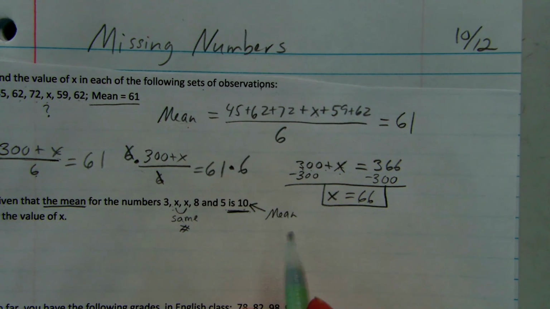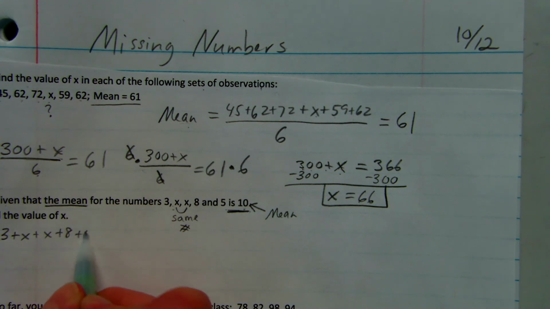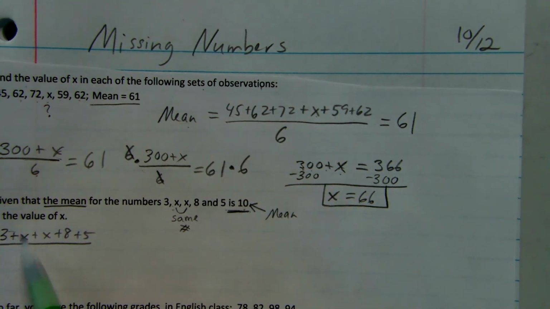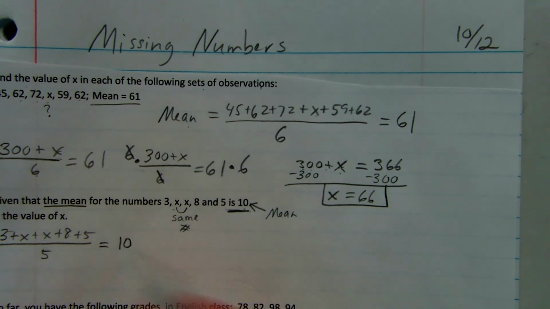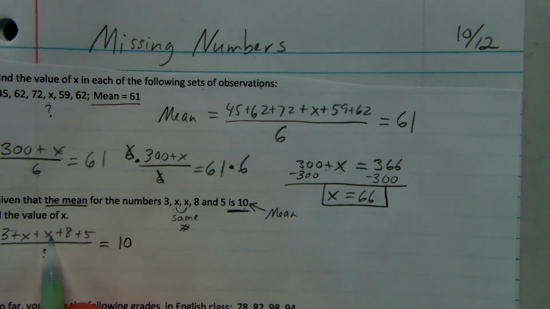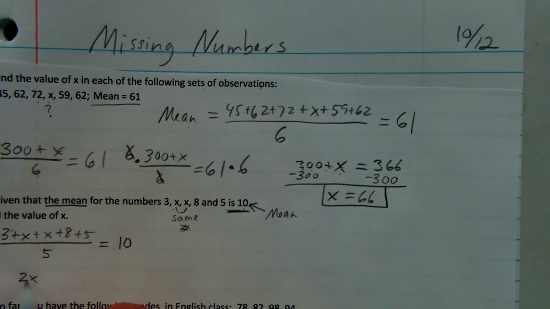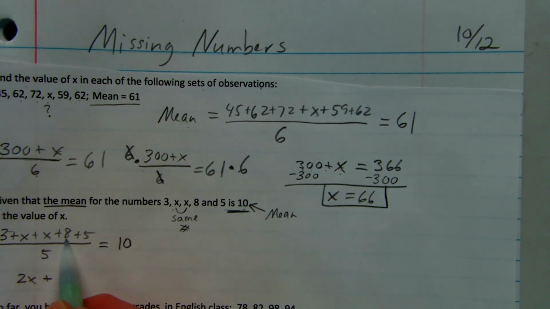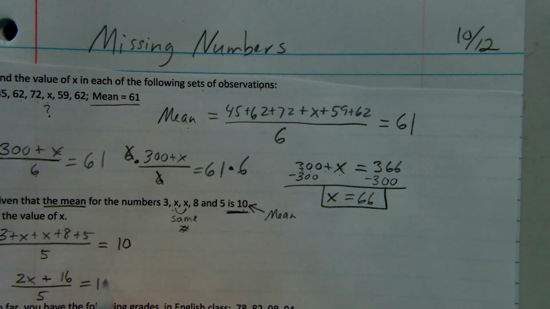So when we set this one up, we're going to have 3 plus x plus x plus 8 plus 5 divided by 1, 2, 3, 4, 5 equals 10. And then to clean this up, we will combine like terms. So the x and the x can go together, which would give me 2x. We'll also add 3 and 8 and 5 together, which is 16. And it's divided by 5 equals 10.